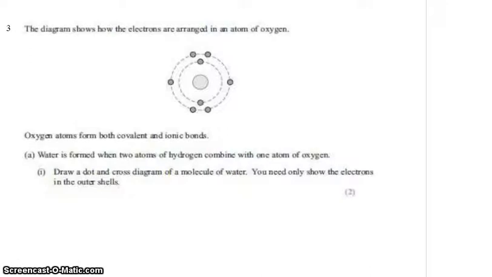Okay, so moving on to question number 3. The diagram shows how the electrons are arranged in an atom of oxygen. You're being told here you have an atom of oxygen. You can see the arrangement of the oxygen is 2, 6. Okay, 2 in the first shell and 6 in the second shell, 2 of which are paired and 2 are unpaired. Oxygen atoms form both covalent and ionic bonds. Water is formed when 2 atoms of hydrogen combine with 1 atom of oxygen. Draw a dot and cross diagram of the molecule of water. You need to show the electrons in the outer shell.